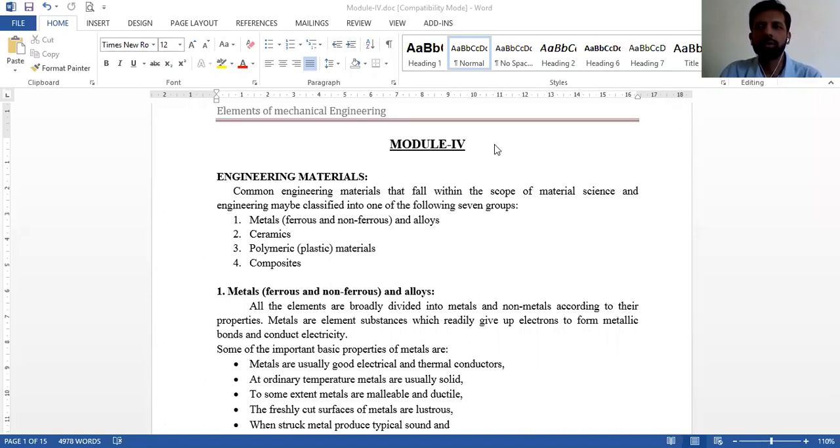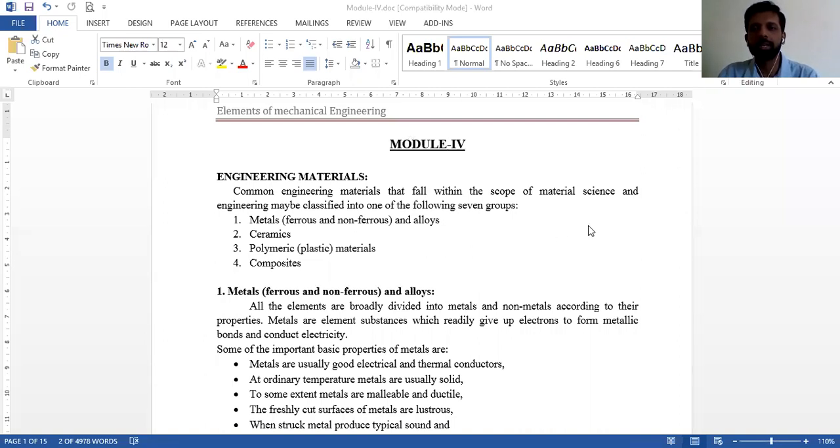Yeah. So we'll start with today's class, with a fresh, new chapter on engineering materials. Any object that is physically present in this world has to be made up of some material. There is nothing in this world which is not made up of a material. It does consist of some material of which it is made.